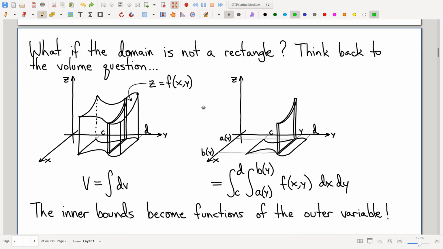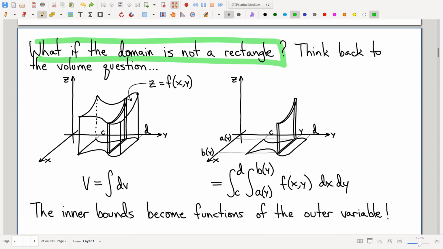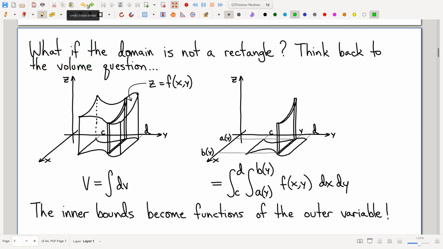Okay, somebody asked earlier, I've already forgotten who it was, is the domain always a rectangle? And I'm going to phrase that differently. What do we do if the domain is not a rectangle? And just to be clear on what I mean by the question here, what if you have a part of a graph, so some surface, right, and your domain over which you want to compute the volume under that graph. What if that domain is not a rectangle?